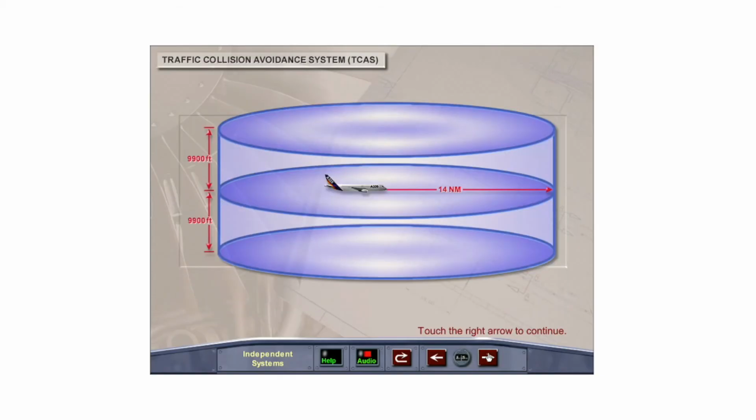The Traffic Collision Avoidance System, or TCAS, will detect and display transponder-equipped aircraft which are within the immediate area that may be a potential collision threat. If required, TCAS will provide the crew with visual and audible indications to avoid the intruder by either climbing or descending. The TCAS detection area is limited to intruders flying within a 14 nautical mile range and from altitudes of 9,900 feet above and below the aircraft.